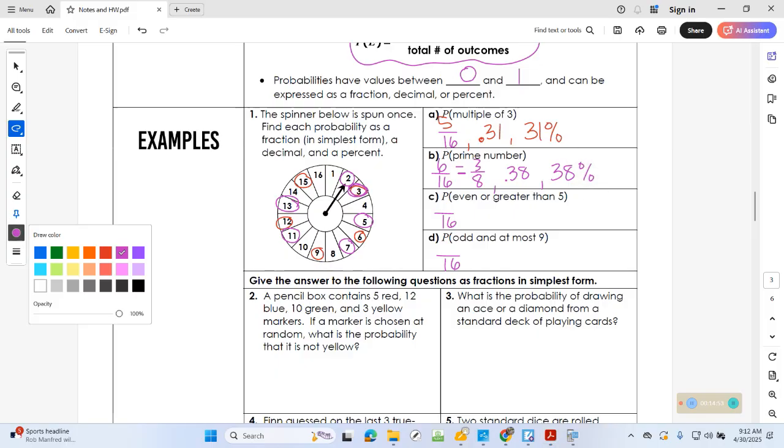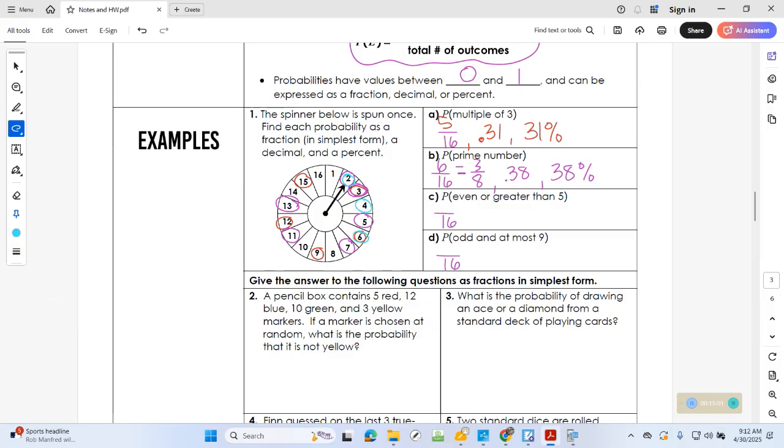Even or greater than 5. Let's do this one in blue. So even numbers. Let's start with the evens. So 2, 4, 6, 8, 10, 12, 14, 16. Or greater than 5. We're going to have a lot here, aren't we?